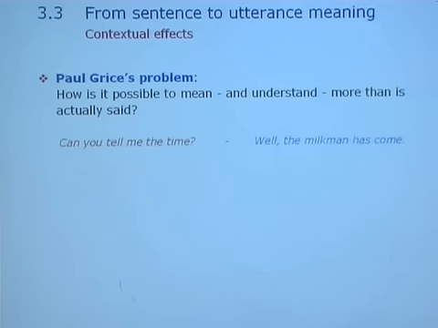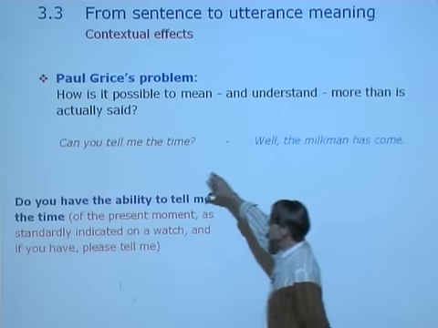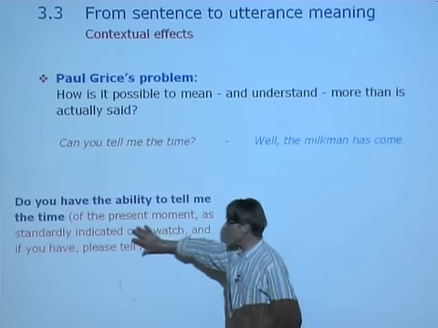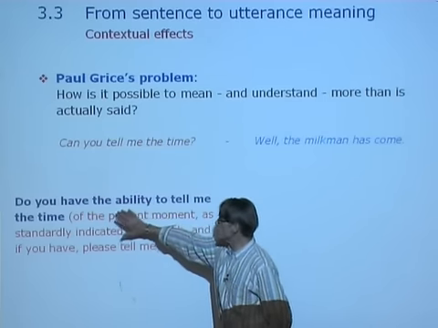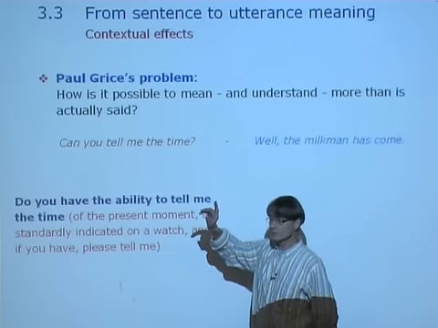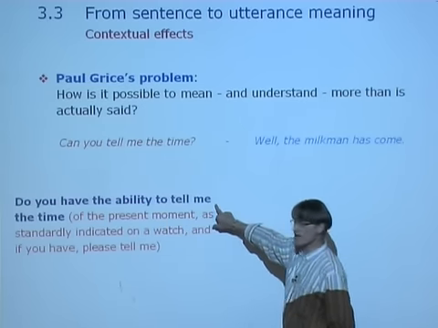Take this simple example. Can you tell me the time? And the reply is, well, the milkman has come. Fairly easy for us to understand, to picture a situation in which this would work. But what is involved here? Can you tell me the time? This is actually meant to convey a lot more. Namely, do you have the ability? Can you? Okay. Do you have the ability to tell me the time?